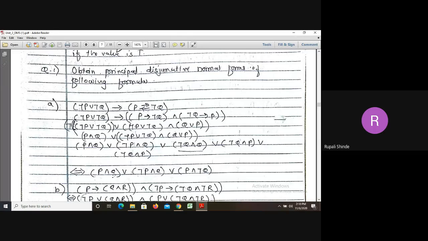So again check, outside the bracket OR is there, inside the bracket AND is there, and each and every bracket contains both the symbols P and Q. That's why this is in the correct form. Have you understood this example?